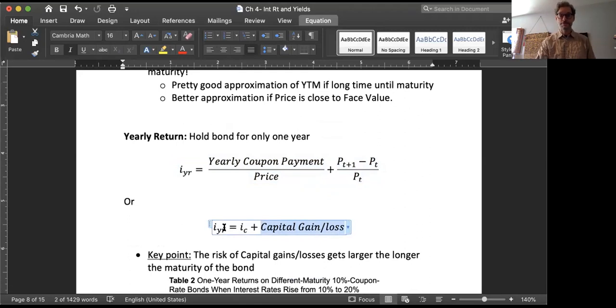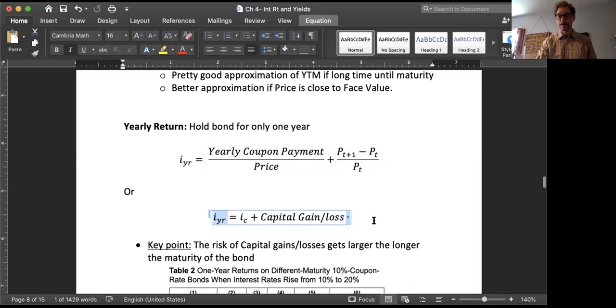Together, these things give you the yearly return, what we'll call IYR. So once again, what is the yearly return? It's first your current yield, which is based on your coupon payment, and then it's any capital gain or capital loss that you incur from the price of the bond changing.